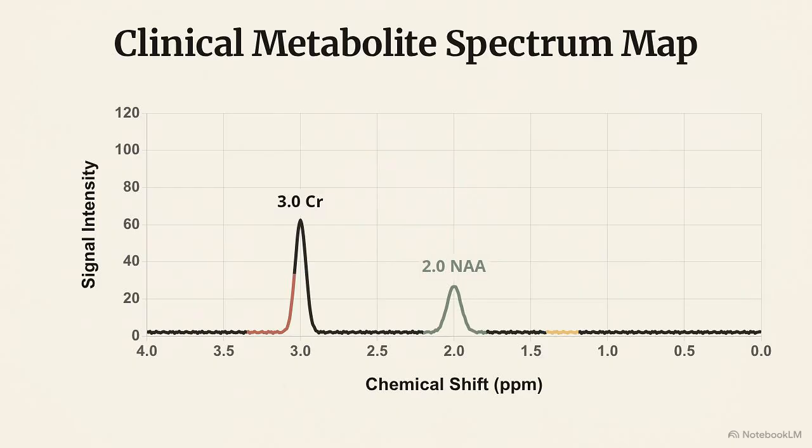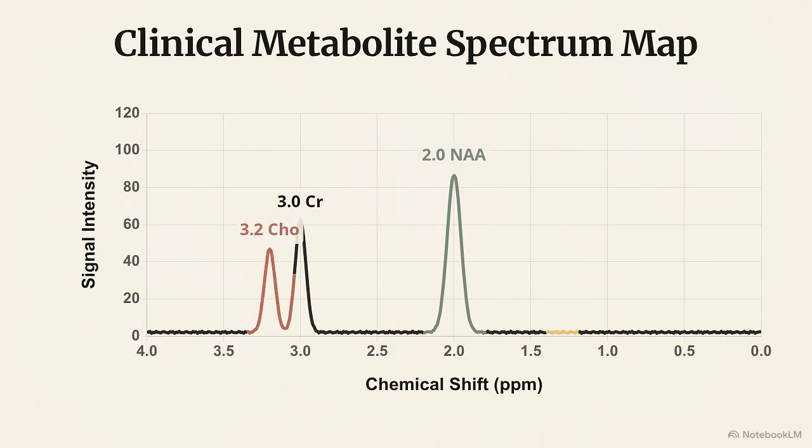A drop in NAA indicates conditions resulting in neuronal loss, while a sharp rise is a specific indicator of Canavan's disease. Over at 3.2 ppm, we find choline, a marker for cell membrane turnover and metabolism. When this choline peak elevates, it acts as a primary indicator for tumors and demyelinating diseases. Further down the spectrum, at 1.3 ppm, we have lactate, identifying anaerobic respiration. A raised lactate doublet signals underlying issues like ischemia, seizures, tumors, or mitochondrial disorders.